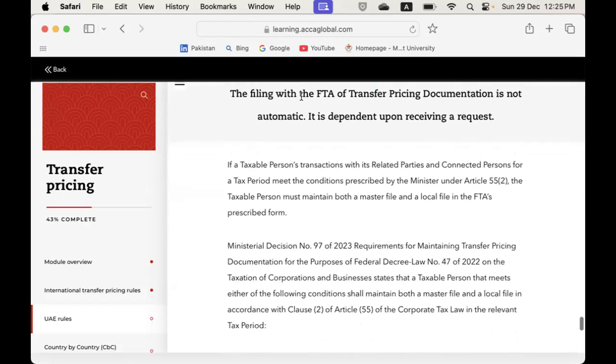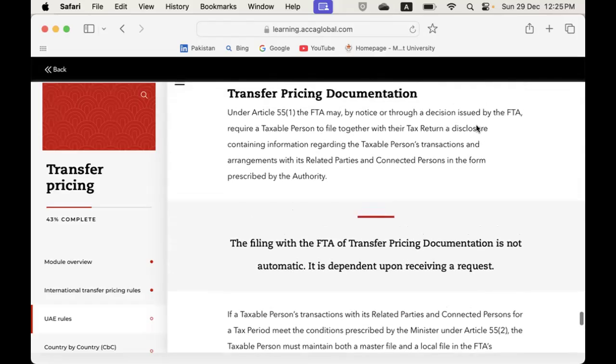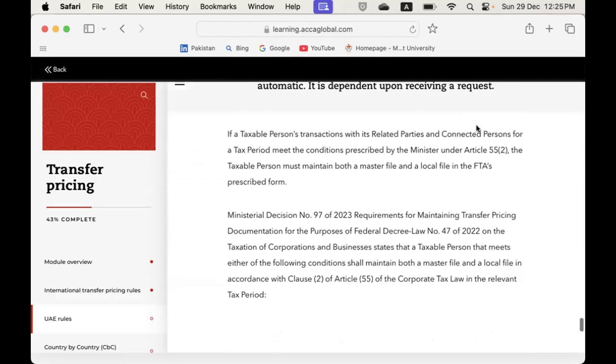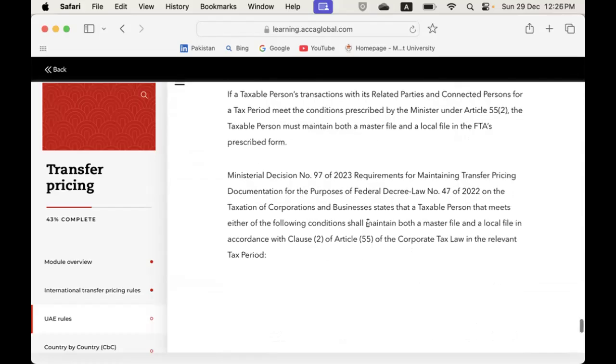So the filing with the FTA for transfer pricing documentation is not automatic. It is dependent upon receiving a request. Okay, so that's what we should remember. There will be a request to file the form. If a taxable person's transactions with its related parties and connected persons for the tax period meet the conditions prescribed by the minister, taxable person must maintain both master file and local file.